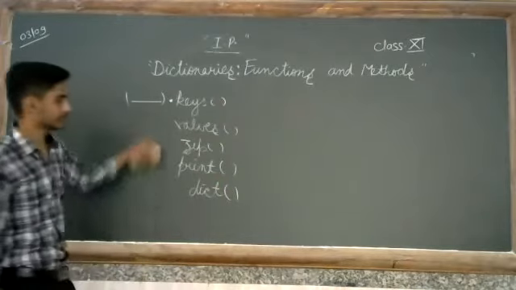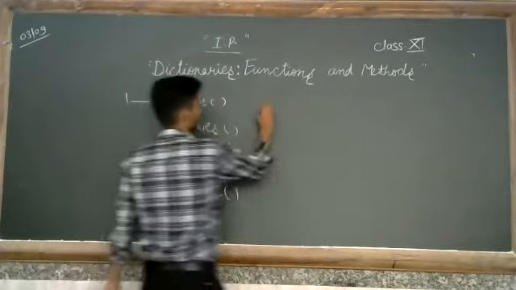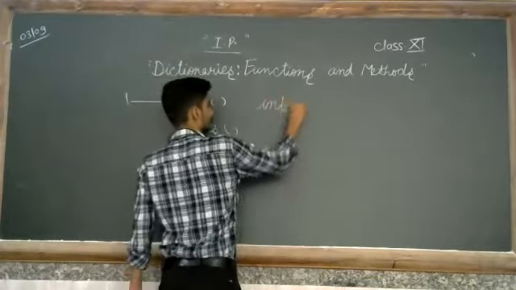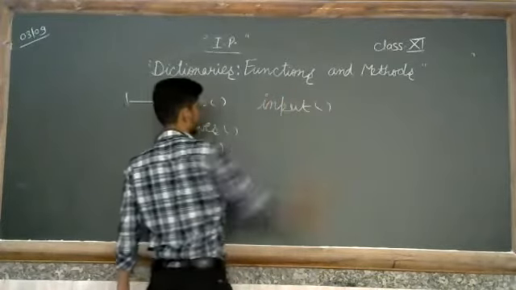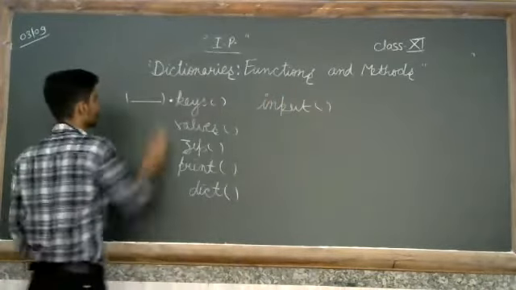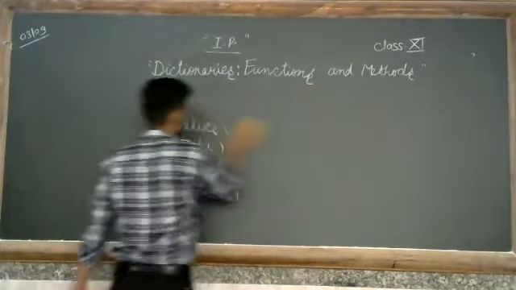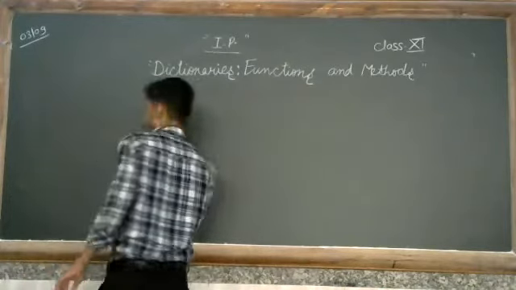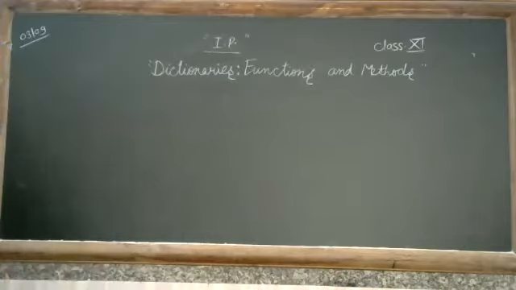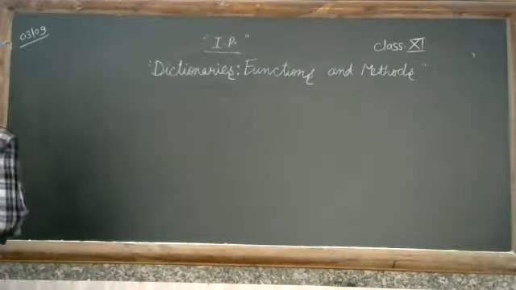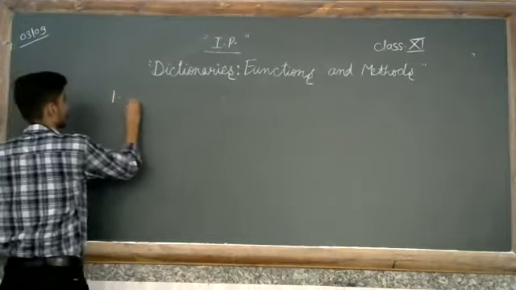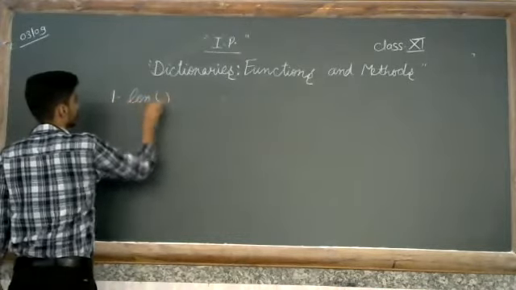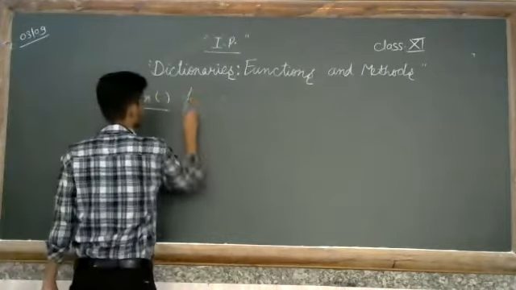Okay, anything else we have used? We have used the input function also. So these are the functions. Now we will understand every function one by one in detail. Reminding you, a function is nothing but a way to execute a task, and it is recognized by parenthesis. So our very first function is the len function.